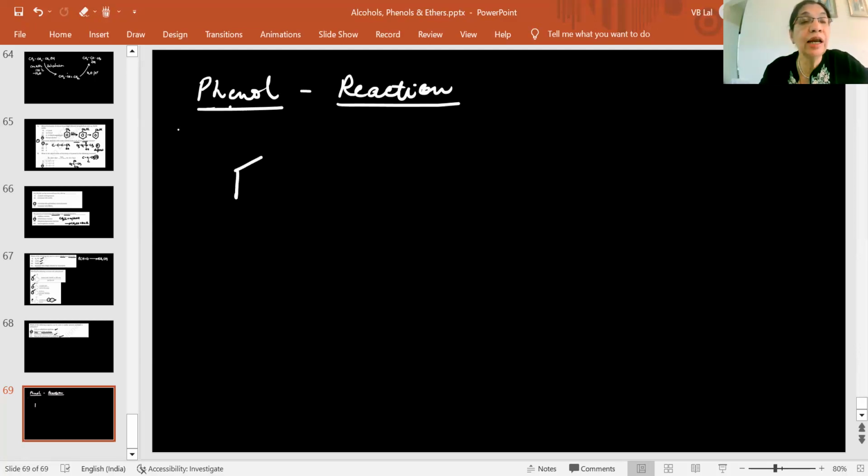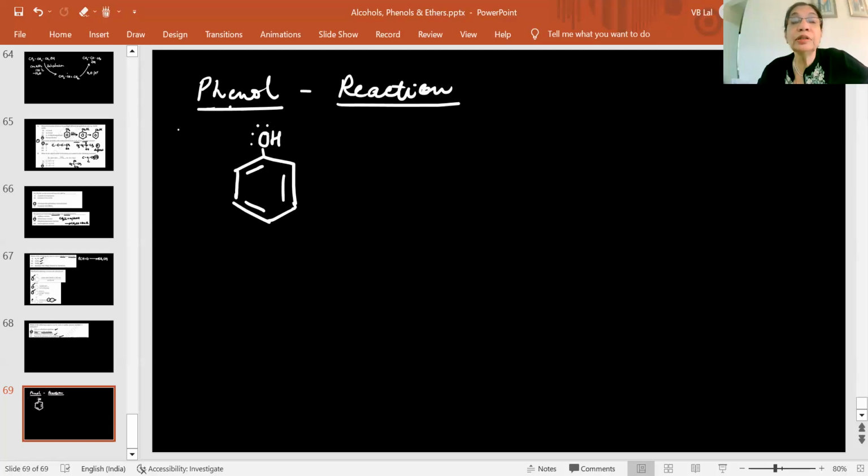Now, for understanding the reactions of phenols, first look at phenol. It will show reactions due to the OH group, which are like reactions of alcohols. And it will show some reactions due to the benzene ring. First, let us see what reactions it can show due to the benzene ring. Now, what is the influence of OH on the benzene ring?